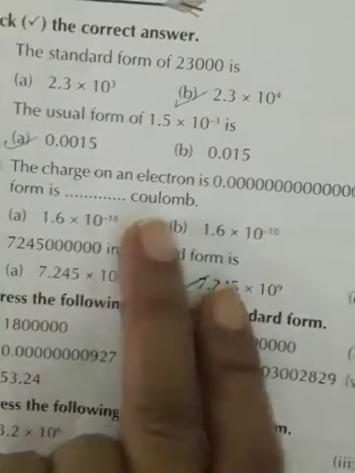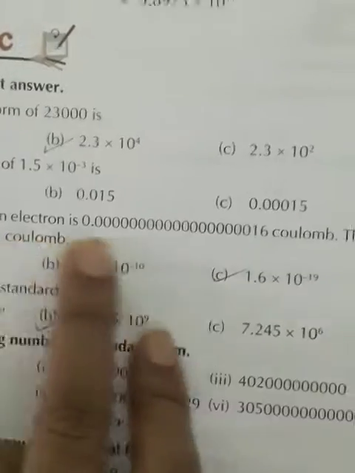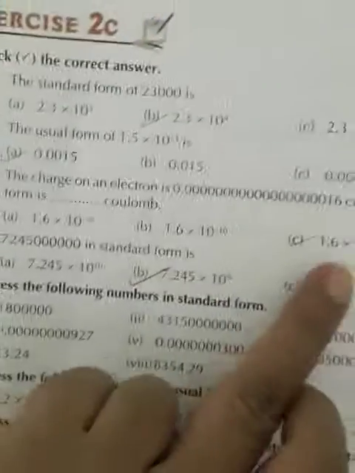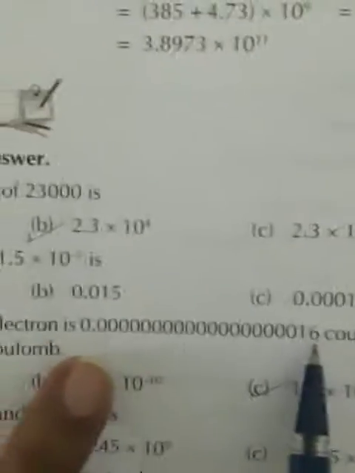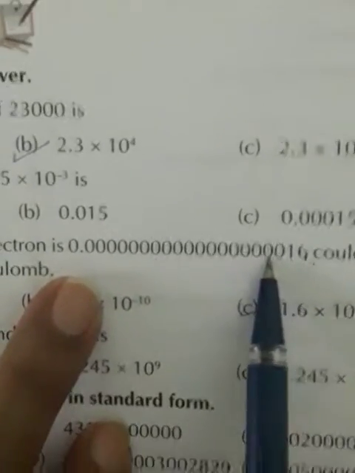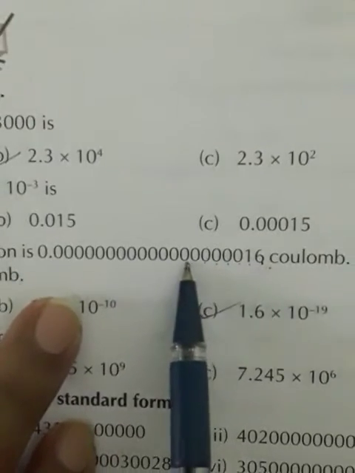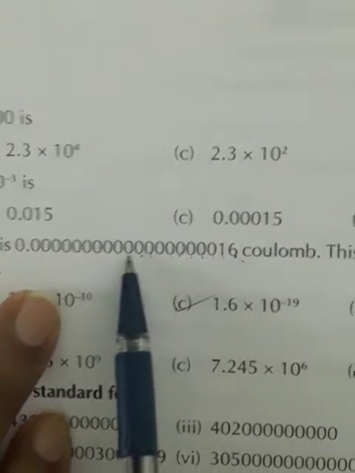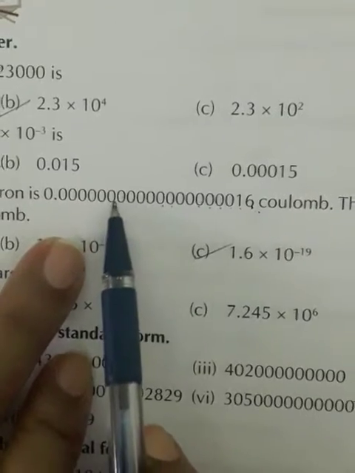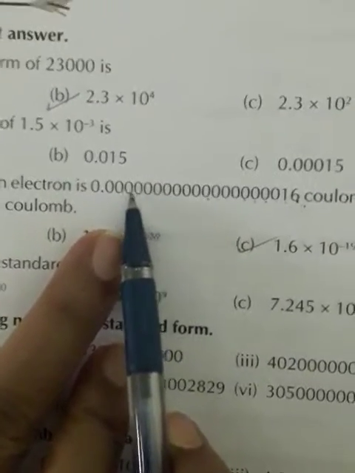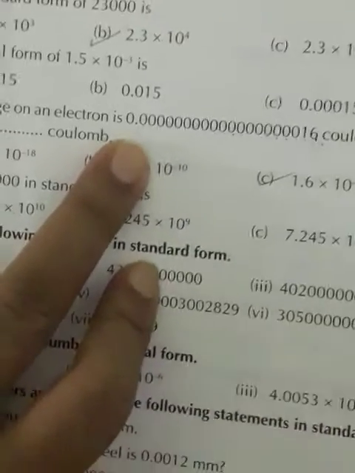Third part, the charge on an electron is this. It's a big number, don't get confused. This charge in standard form. Standard form means we have to write in 10 to the power. Now which will be the answer? Now you see here, count 1, 2, 3, 4, 5, 6, 7, 8, 9, 10, 11, 12, 13, 14, 15, 16, 17, 18, 19, 20. That means from here there are 20 digits, then there is decimal point. Okay.